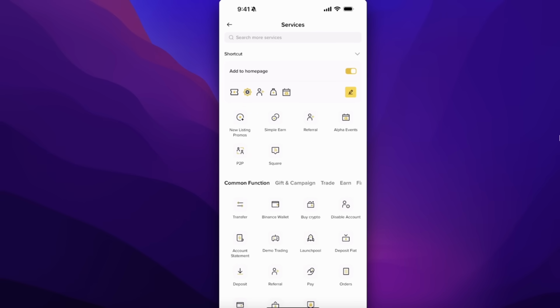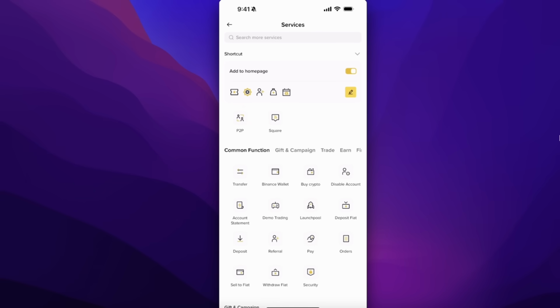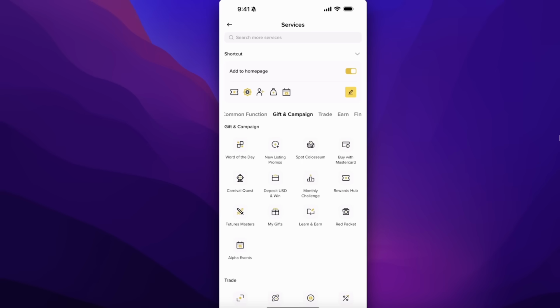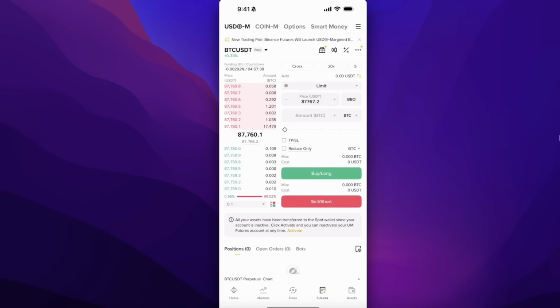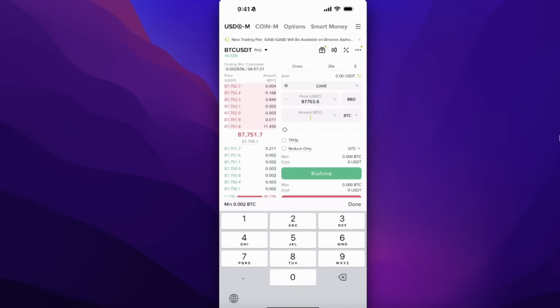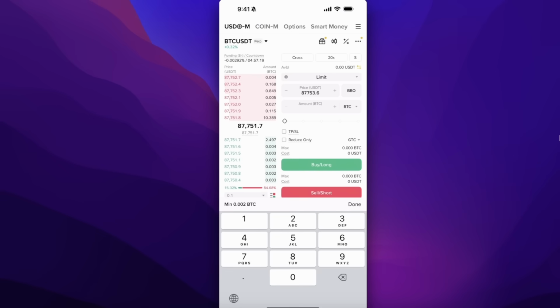So when you go into your services section, you guys can find common functions, gifting and campaigns, and then trade. Once you go into trade, you guys will see you have trading bots, you even have copy trading available, and futures trading. Now, futures trading allows you to predict the price of a token. You're not actually technically buying the token, you're predicting whether or not the value of the token is going to go up or down. If you think the price of something is going to go down, you sell or short it, and if you think the price is going to go up, you buy or long it. You have USDM futures as well as CoinM futures.